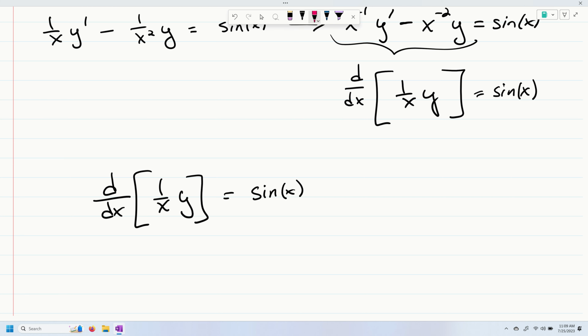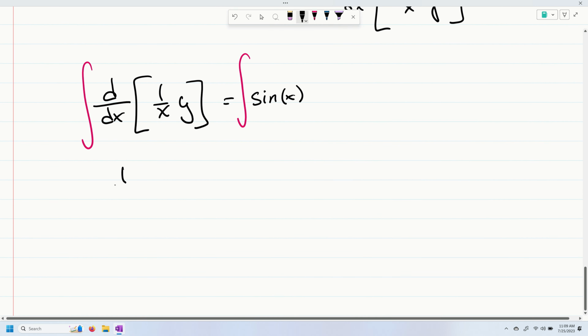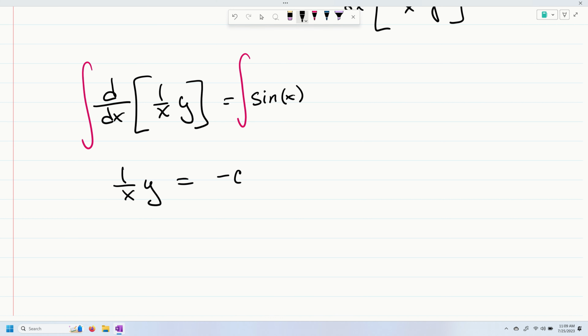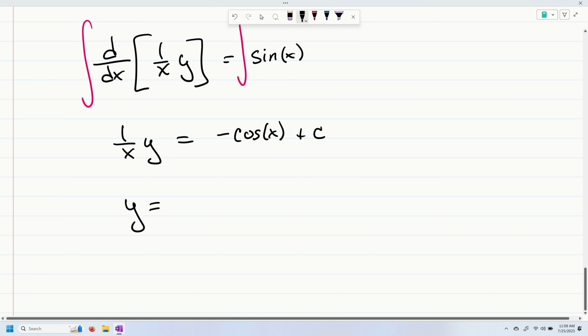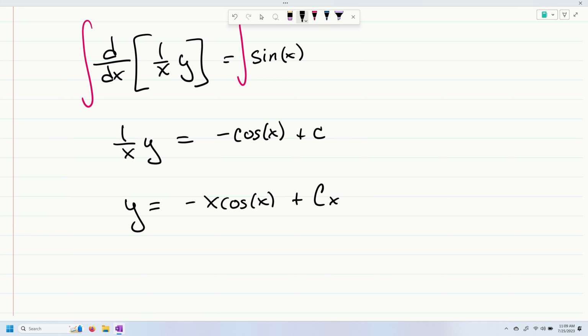And now we're going to go ahead and integrate both sides to give us 1 over x y equals negative cosine x plus c, which we can easily solve for y by multiplying everything by x to give us y equals negative cosine x. I'm sorry, y equals negative x times cosine x plus c times x. And now we can go ahead and apply our conditions.